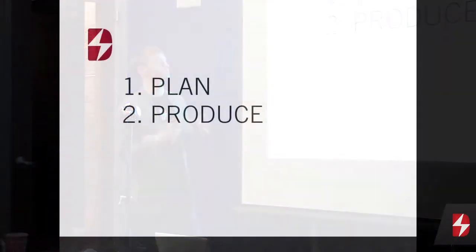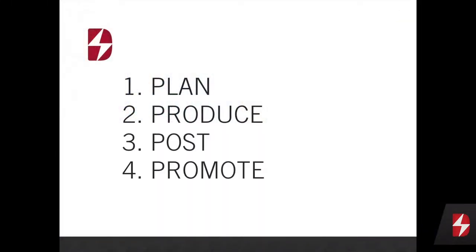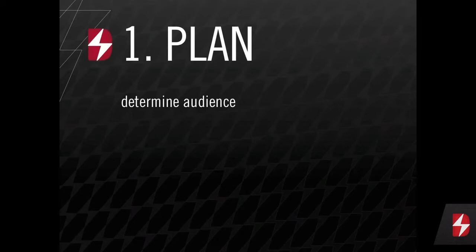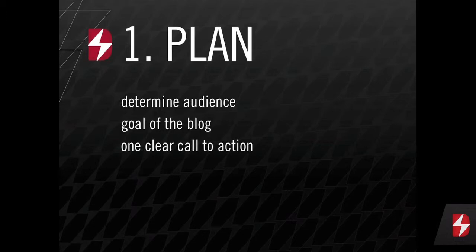I have 5 steps here that we go through that we think about every time, every month. So planning, producing, posting, promoting, and reviewing. So first we have planning. The first step here is determining your audience. Then we have determining the goal of your blog, and then we have one clear call to action.